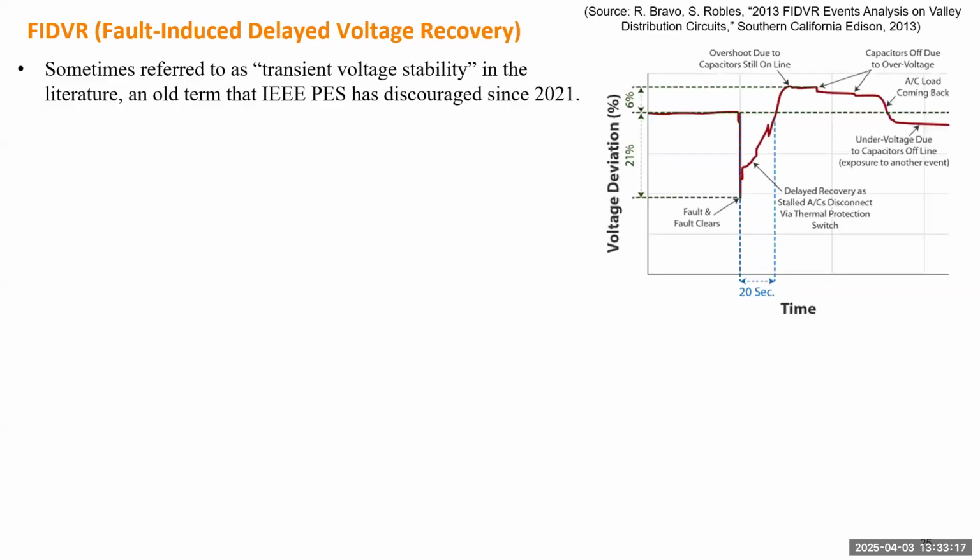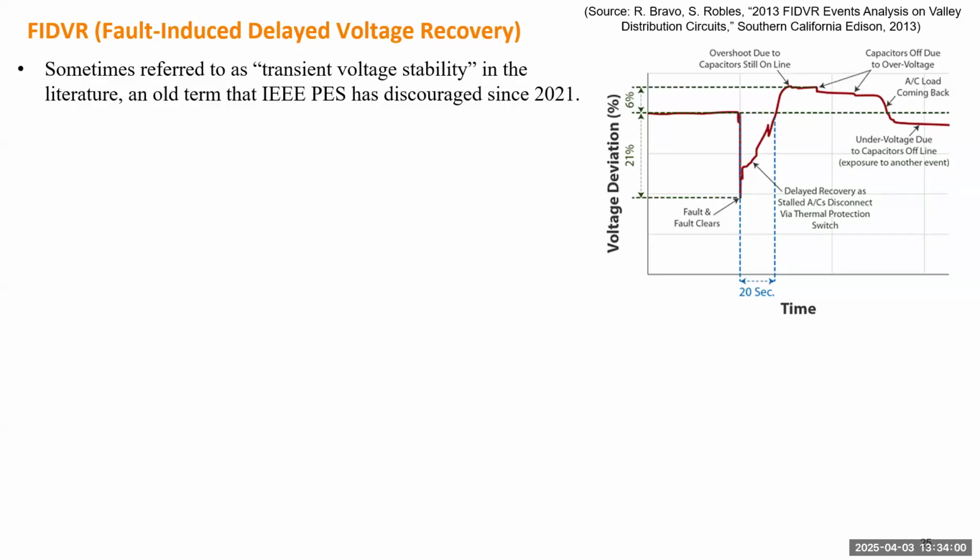So this is from a real FIDVR event that happened in Southern California Edison back in 2013. The red line indicates the actual voltage. You can tell that after the event happened, it takes about 20 seconds to recover back to the nominal voltage, and then you have overshoot. The voltage becomes higher by 6%, and that lasts for a long time. Then finally it will go back, but it will stay under voltage for a long time.